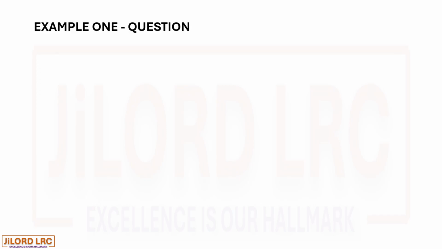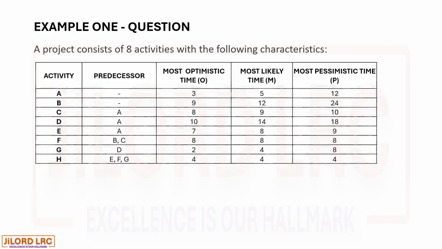Having had an overview of what PERT is, let us take an example. We are presented with this information. A project consists of 8 activities with the following characteristics. Activity A has no predecessor, it's a starting activity. You recall this from our previous lessons.